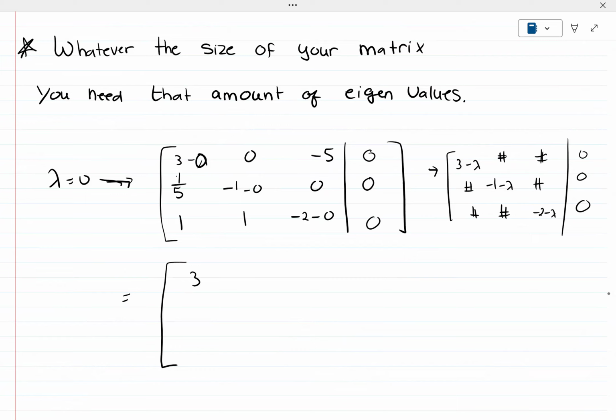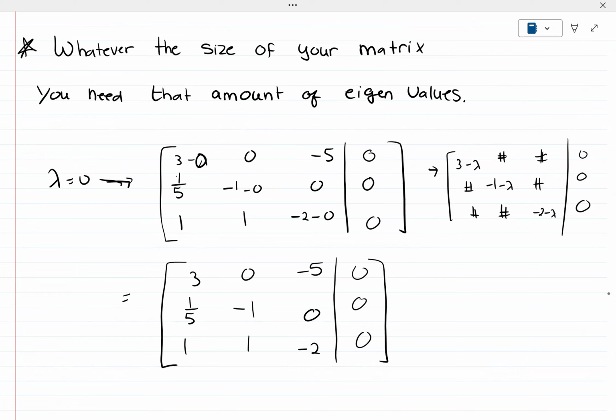3 minus 0 is 3, 0, -5. Augment to 0, and then this is going to be 1/5. -1 minus 0 is -1, and then this is 0, and then this is going to be 1, 1. -2 minus 0 is -2, and then this is 0, 0. And then you're going to augment it and row reduce. You could just put this in the calculator. I'm going to save you time. So row reduce, put this in the calculator, and you get this.